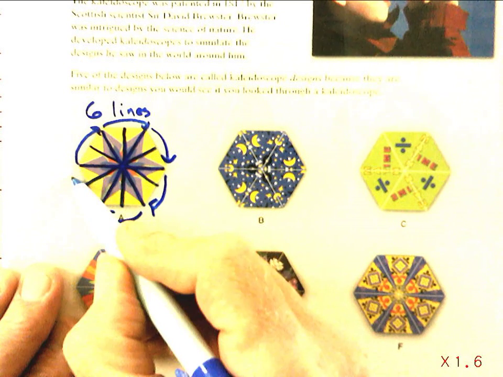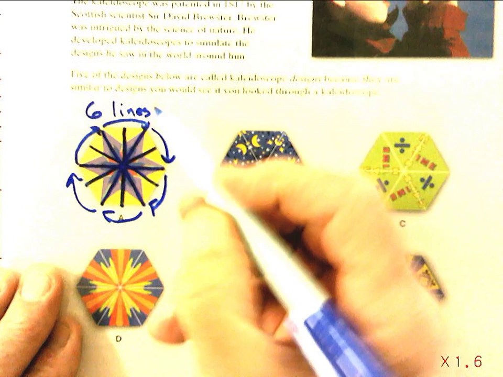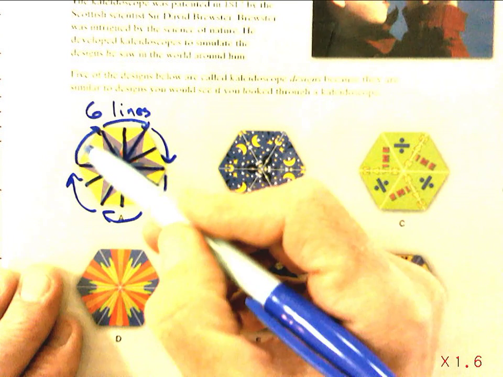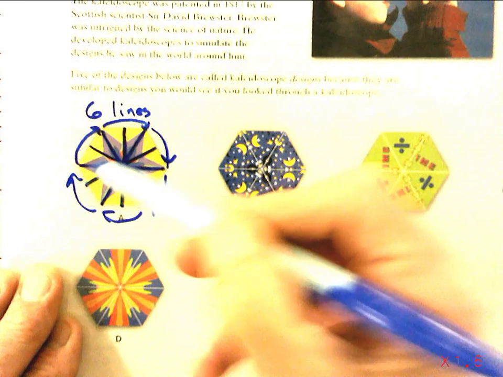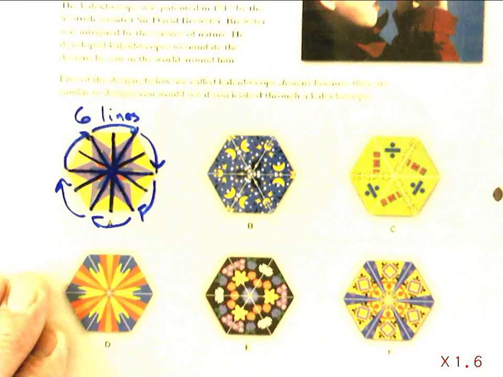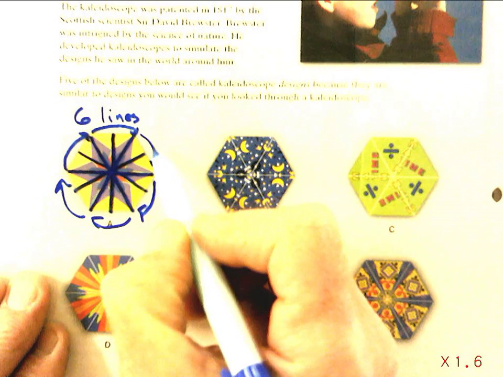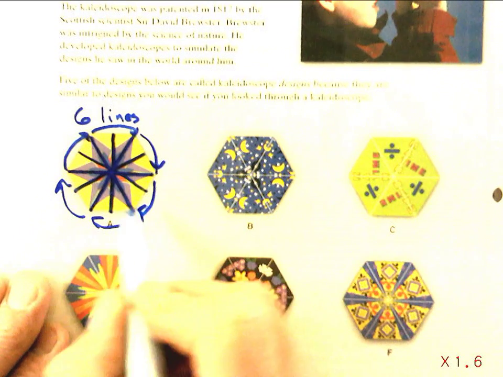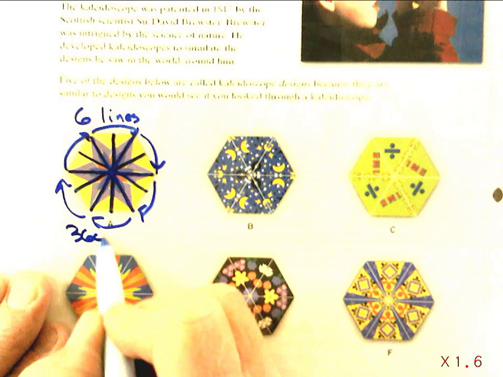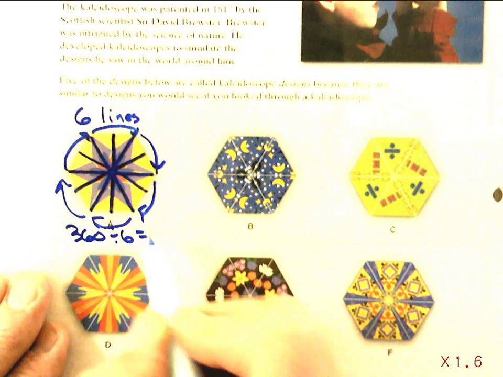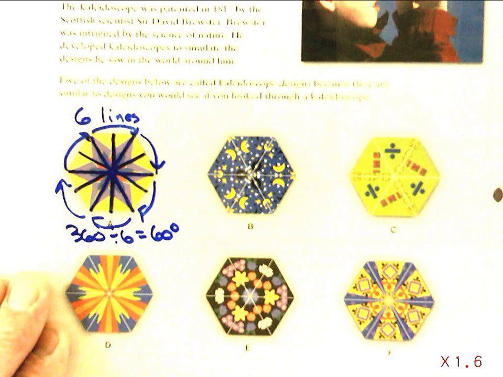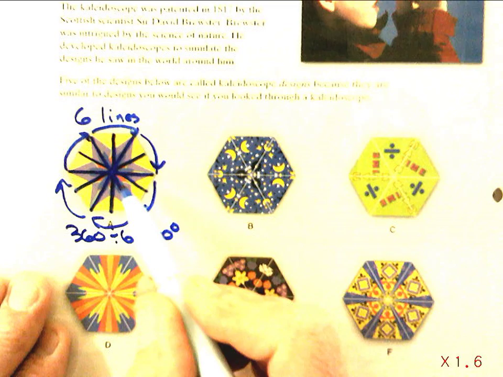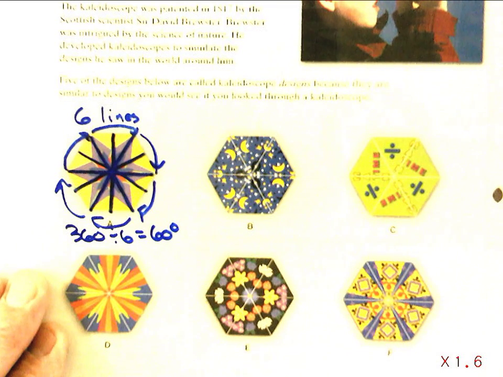And so the angle of rotation, it looks like I have 6 lines of symmetry, but I also have 1, 2, 3, 4, 5, 6 rotations. And so if I think about that, the angle of rotation is 360 divided by 6. And so I get 60 degrees for each of those angles of rotation. So I have 6 lines of symmetry and 60-degree angles of rotation for image A.